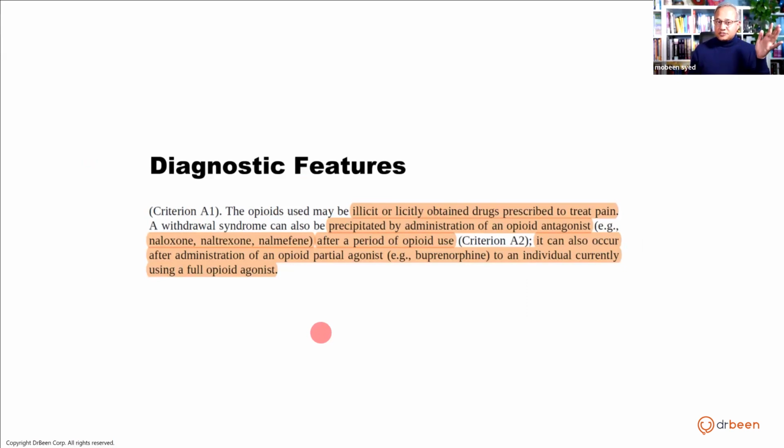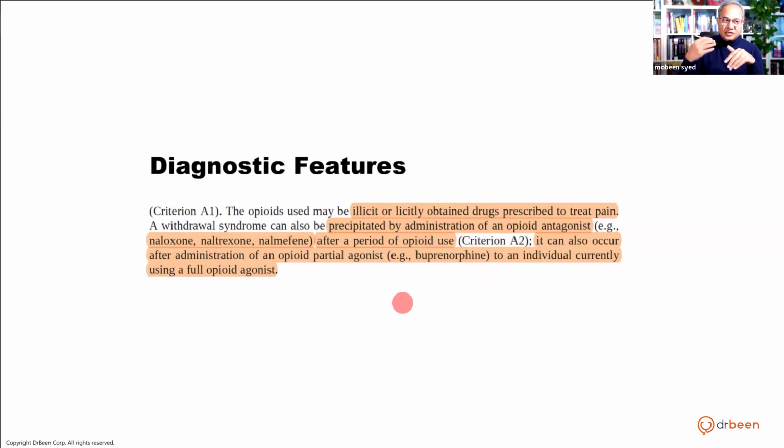Now, diagnostic features. Once again, criterion B, we are just going to look at that in a more descriptive way now. So criterion A1, the opioid use may be illicit or licitly obtained. Illicit is incorrectly, out of the prescription. Licitly is with prescription, correctly. So illicit or licitly obtained drugs prescribed to treat pain. A withdrawal syndrome can also be precipitated by administration of an opioid antagonist.